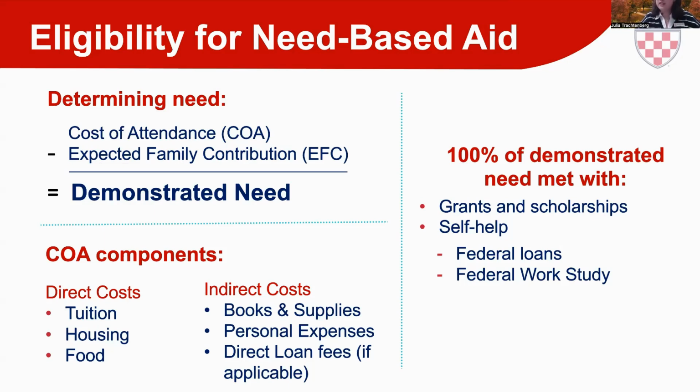And then we'll put together a financial aid package that meets 100% of that demonstrated need using first grants and scholarships, and then also self-help components. And that can include your federal loans. So like we talked about, that federal subsidized loan that's need-based. And then it can also include the federal work study that we just talked about as well.